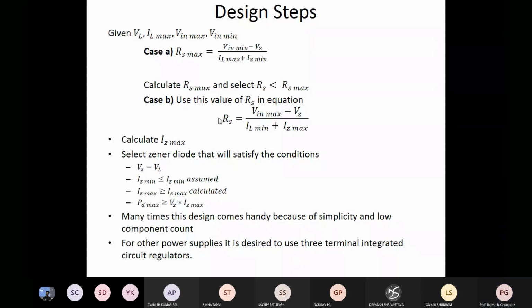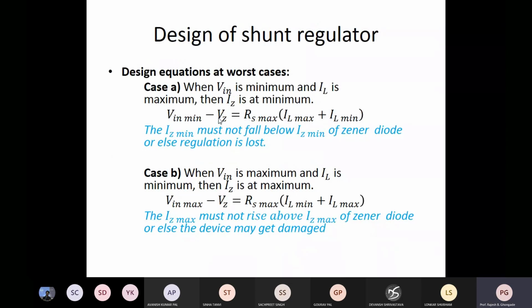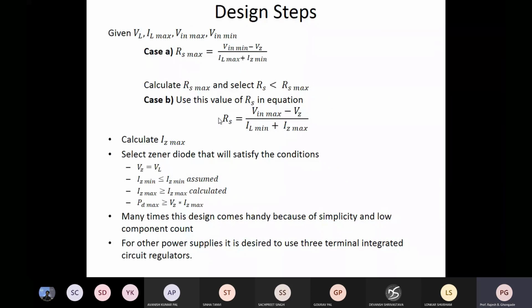There are of course limitations to SMPS technology also. That is, the ripple, maximum ripple cannot be less than 50 millivolts, and many times your circuits become sensitive to that. So we have to opt for what is called a linear power supply. So we started off last time, we said something about design of shunt regulator, which is a very basic regulator, and this comes in handy quite a lot of times. You're going to see such an example.